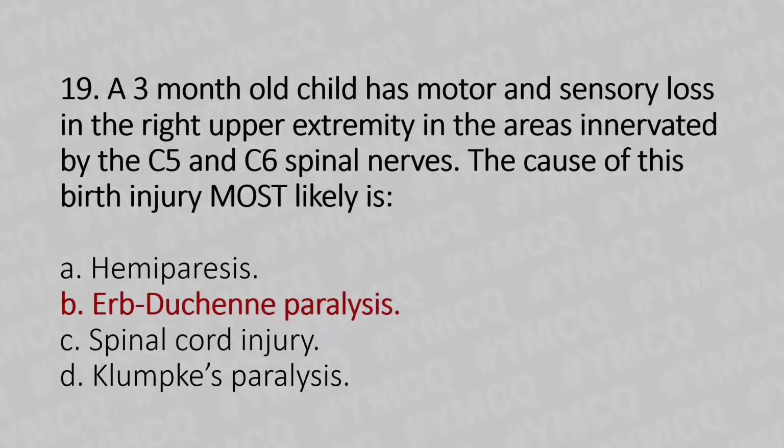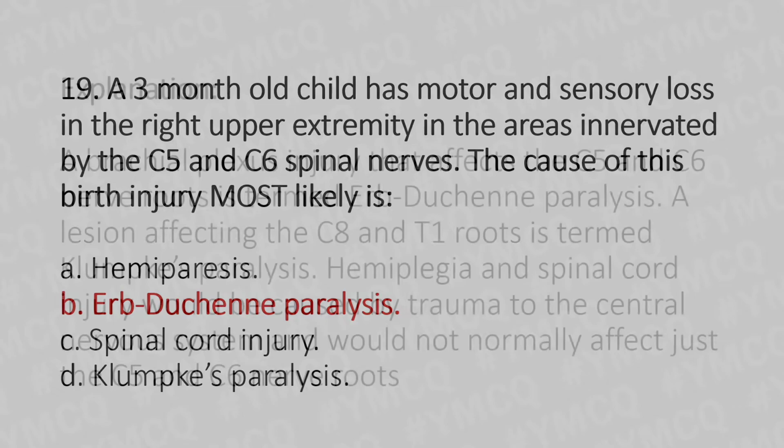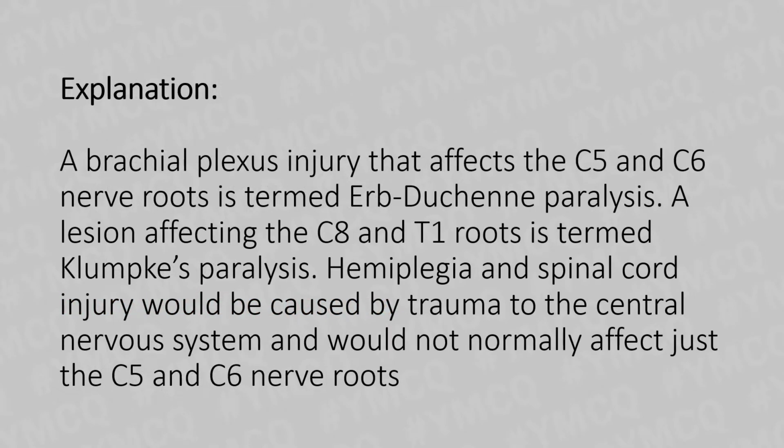Option B, Erb-Duchenne paralysis. Explanation to this question is a brachial plexus injury that affects the C5 and C6 nerve roots is termed Erb-Duchenne palsy. A lesion affecting C8 and T1 roots is termed Klumpke palsy. Hemiplegia and spinal cord injuries would be caused by trauma to the central nervous system and would not normally affect just C5 and C6 nerve roots.